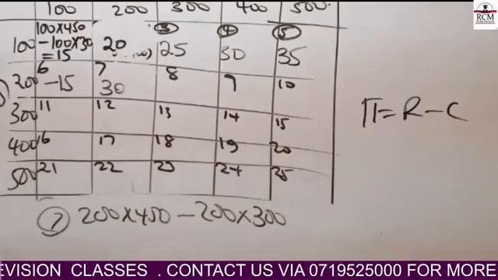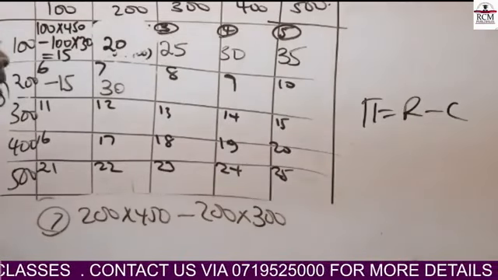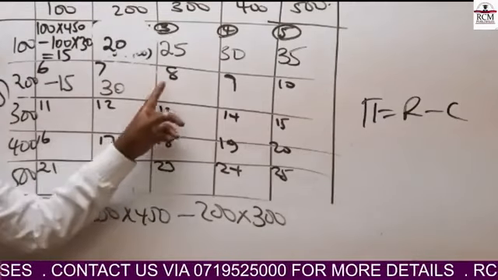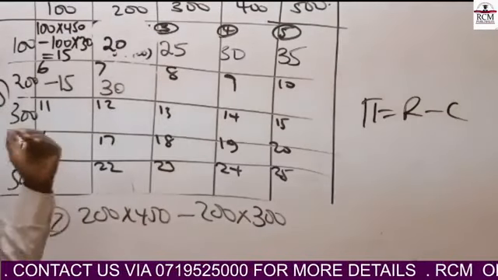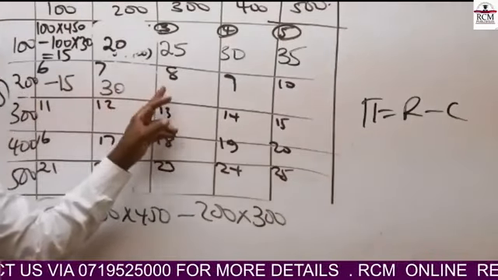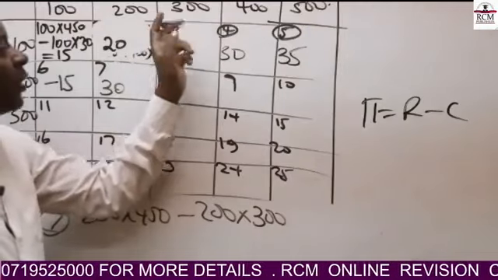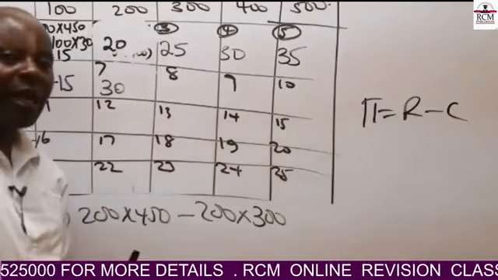Jerry Mwangi wants me to do cell number 8. Look at cell number 8. What is happening in cell number 8? We have supplied how many units? 200. But how many have been demanded? 300. So the demand is more.